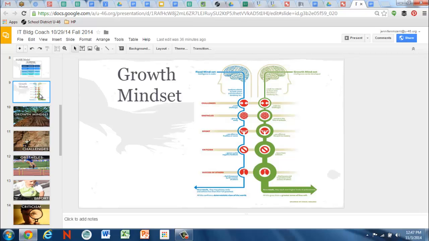So again, we want to model this and help others see that there's no way possible to know everything there is to know about technology, so we want people to see that we're willing to learn and try and continue to develop our skills, but that we also believe that they can learn more about technology themselves. So I had created a Haiku Deck to show you the difference between a fixed mindset and a growth mindset.